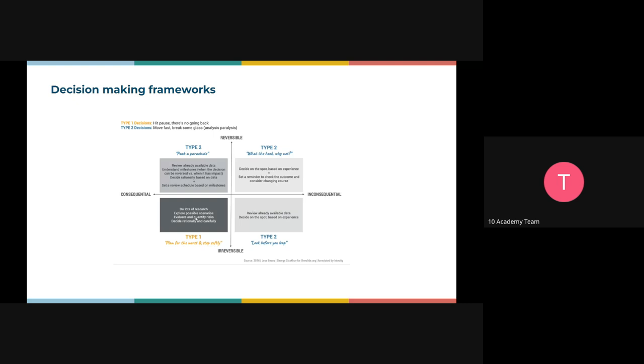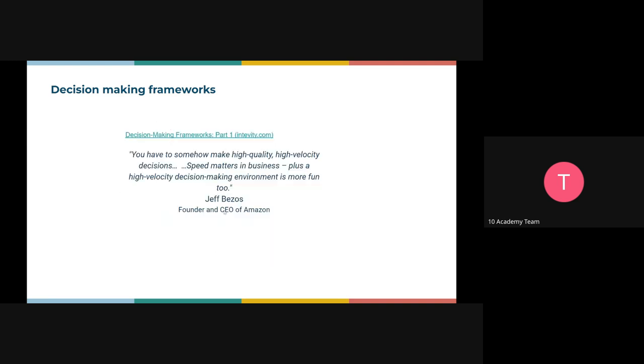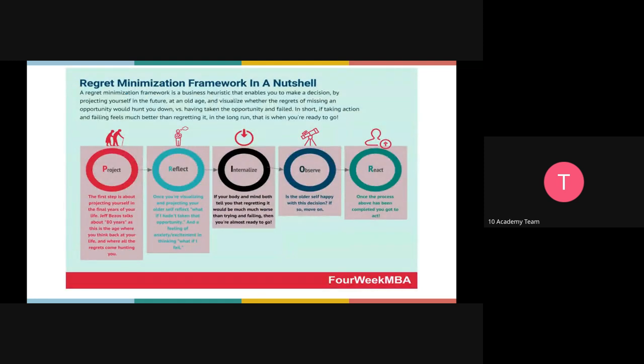So if you ever find yourself in a certain decision, just come back to this, look at it, where does it fall here, first, second, third, or fourth quadrant, and then do as advised. So that's one of the frameworks. The other framework is called the regret minimization framework, which is also kind of similar to Jeff Bezos, but it's in a different way.